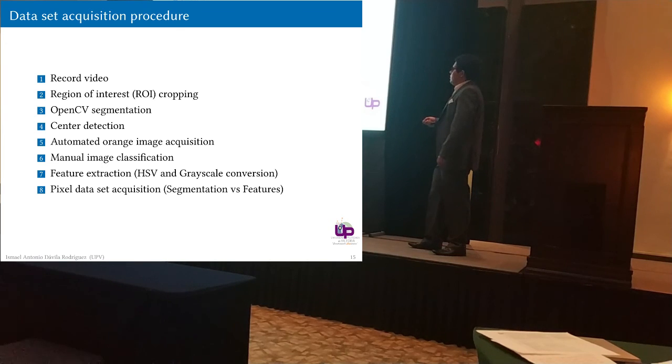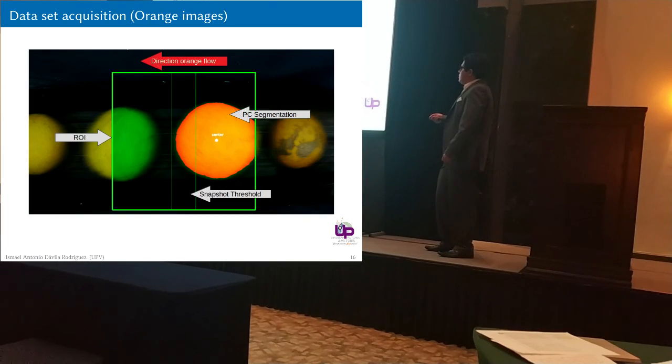Then manual image classification, because in future work, this work is a previous stage of classification of color and size. So this was done too. Then was the feature extraction that will be explained in the following sections, and then the pixel data section.